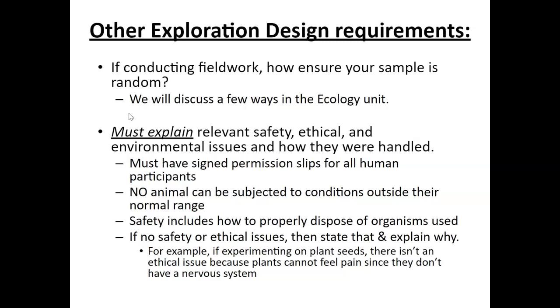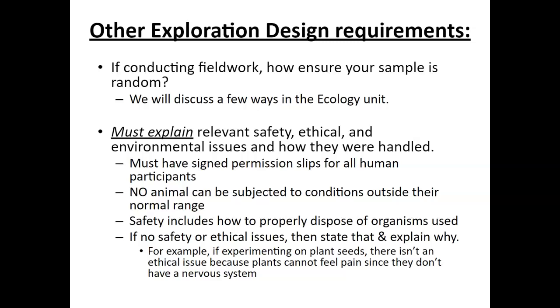If you're conducting field work, like out in the field, like outside, right? Like you're going to a park to collect your data, you have to make sure your sample is random, and there are ways to do this. Like if you were counting, I don't know, dandelions at the park, you can't go find a patch of dandelions and walk straight to it. You have to have a random way to sample that patch of land. And so when we do ecology, we will discuss ways to ensure random sampling. So I'll come back to that.